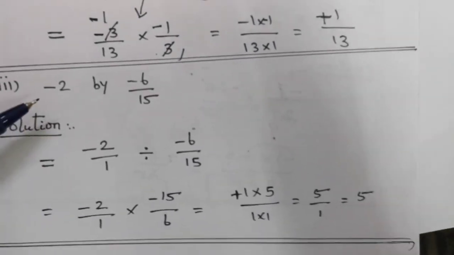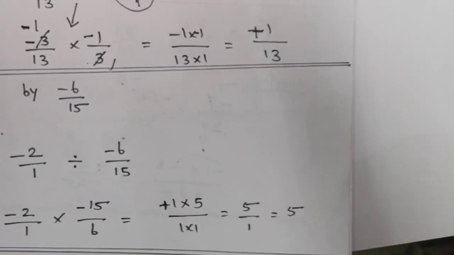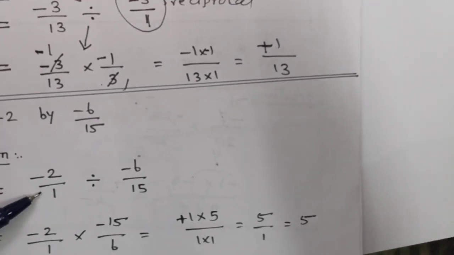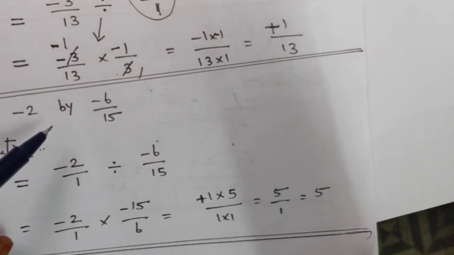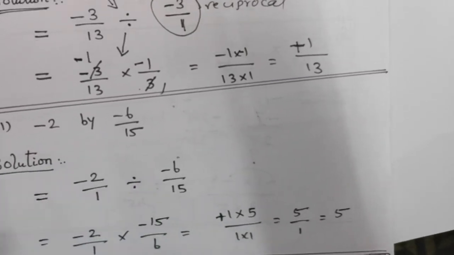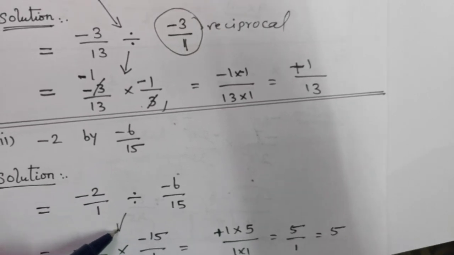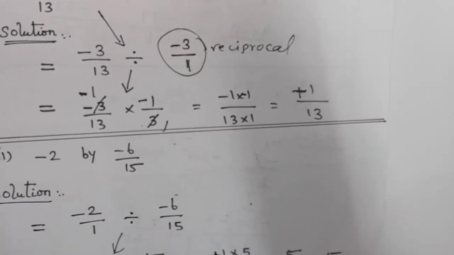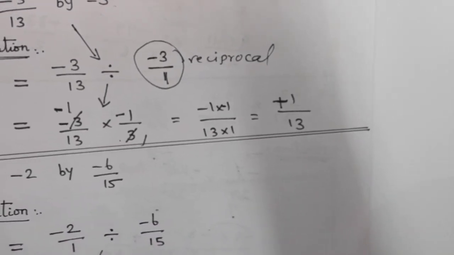Third question: minus 2 divided by minus 6 by 15. How do we write the whole number minus 2 in rational form? Over 1. So minus 2 by 1. Division symbol, then the next fraction is minus 6 by 15. Minus 2 by 1, division changes into multiplication, and the next fraction is written as its reciprocal: 15 numerator, 6 denominator.